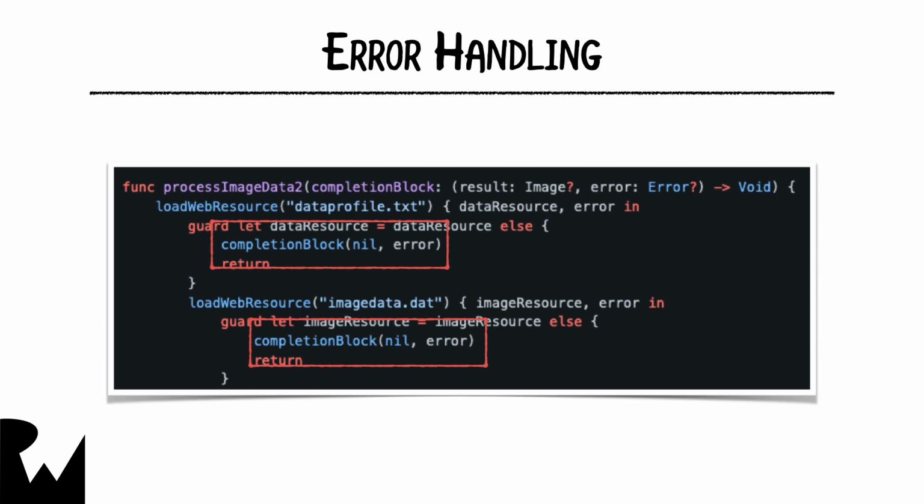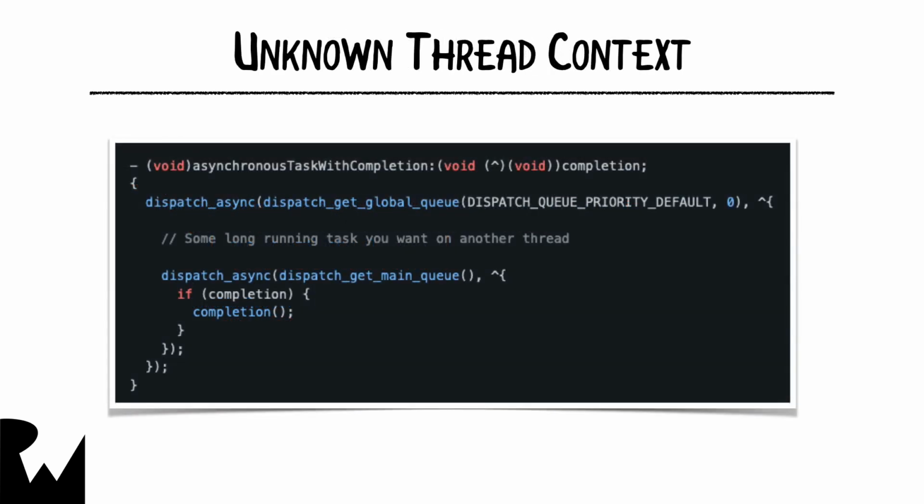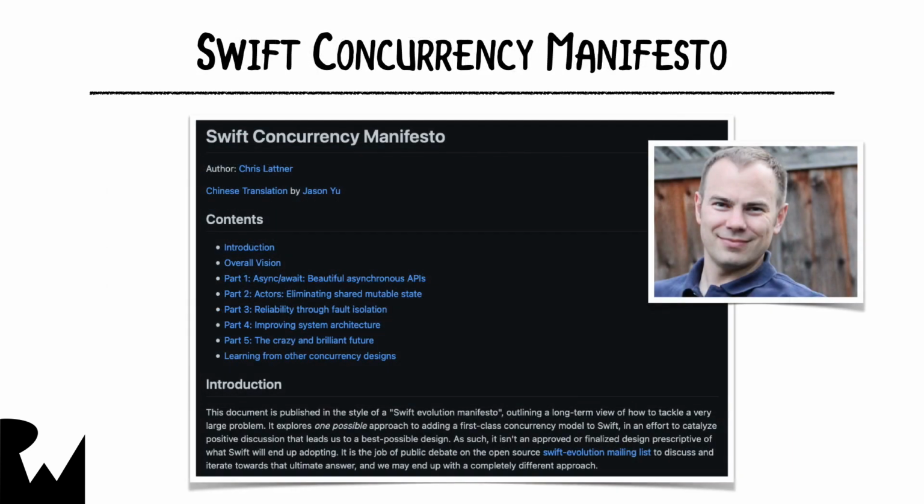Then comes the problem of not even knowing about your current thread context. Apple tries to help with its static analyzer, but it's really easy to become confused. Mind you, these aren't just my thoughts. These issues were documented by Chris Lattner, the creator of the Swift programming language. He wrote it in his Swift Concurrency Manifesto that seeks to address the current pain points of writing Swift concurrent code. If you have a chance, definitely check out Lattner's manifesto. It's the one manifesto that won't put you on any do-not-fly lists.